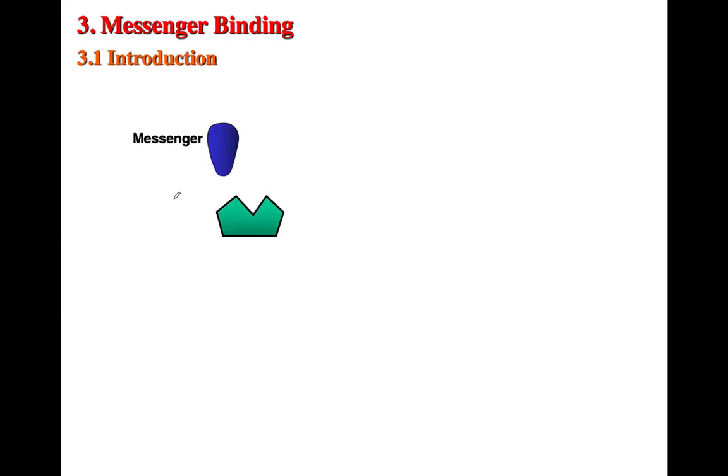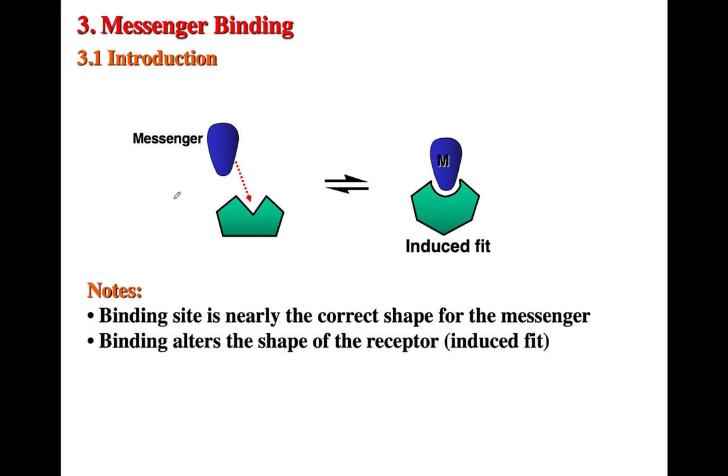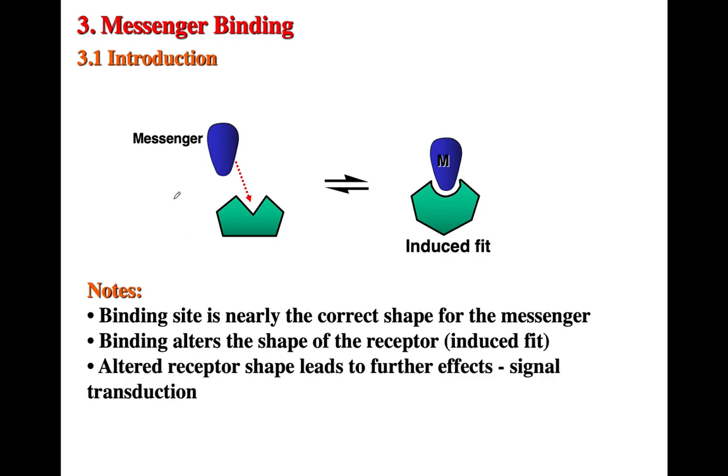Okay, so let's suppose that we have a messenger that's looking at this particular binding site here. When the messenger approaches the binding site, the receptor is going to undergo some intramolecular conformational rearrangement so that it can fit that messenger, and that's what we call the induced fit. Okay, so the binding site itself is not the correct shape. It's nearly the correct shape for the messenger, so it alters its shape. The binding alters the shape of the receptor so that it can fit the messenger, and then that leads to further effect, signal transduction. Okay.